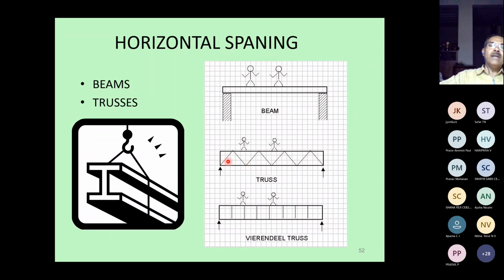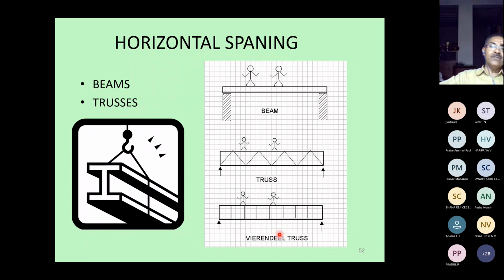Now, if we remove the diagonals and just keep only verticals, it becomes what is called a Vierendeel truss. So this is not a triangulated truss. In a normal truss, there is a relation between the number of nodes and the number of members. In a Vierendeel truss, this relation will not hold. So these are special types of trusses, which are a combination of a beam and a truss. They have some amount of bending moment, some amount of shear force, and some amount of axial force. So all together, some tension, some compression, some shear, some bending moment, it carries the load.